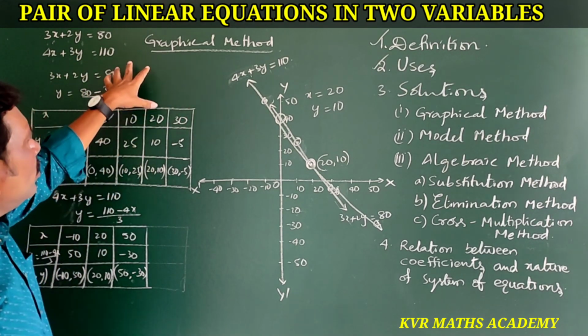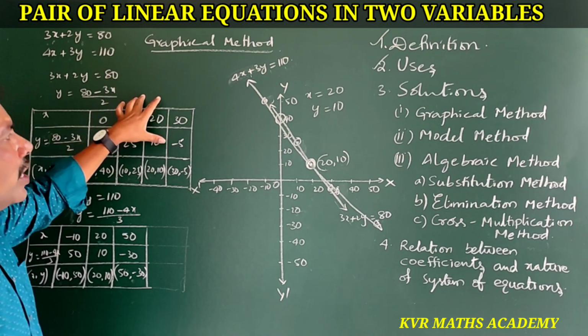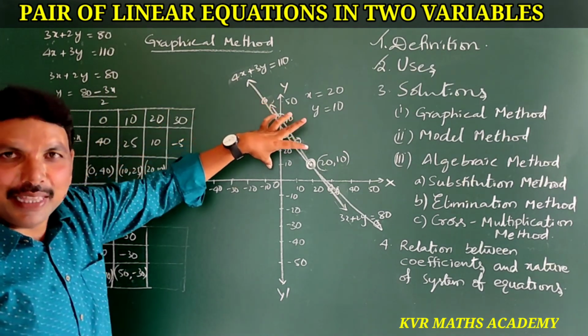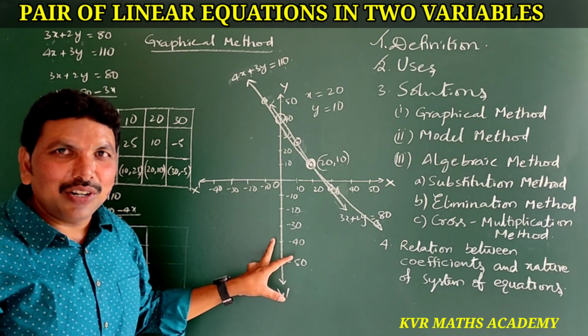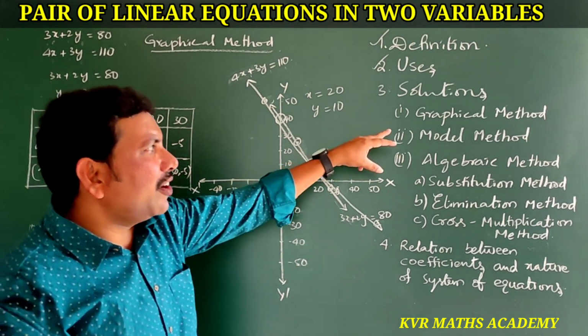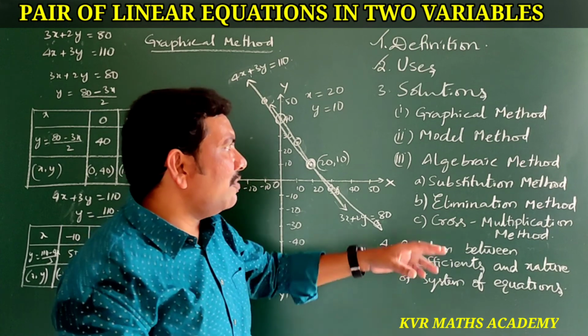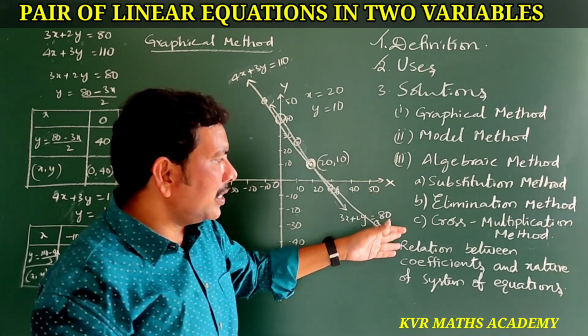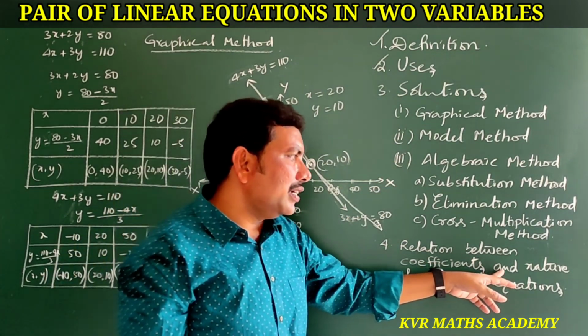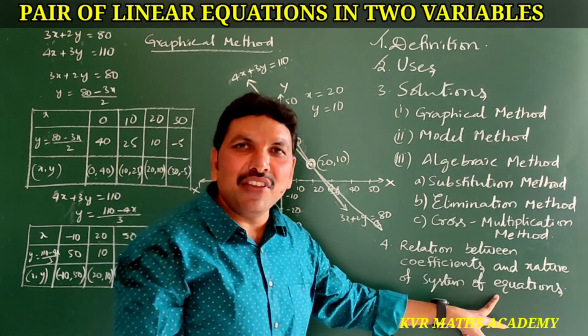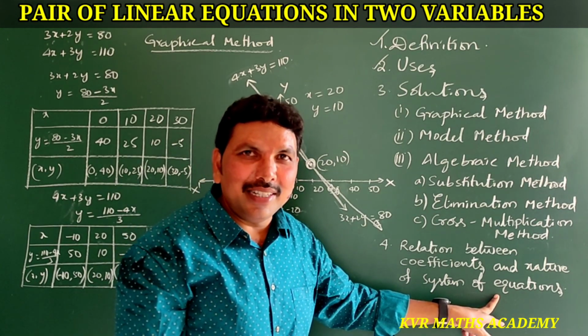So we have to do this solution using the graphical method in this way. Understood clearly? Yes, this is about the graphical method. In the next video itself, I will explain the remaining methods and the relation between coefficients and nature of system of equations. Is it clear?